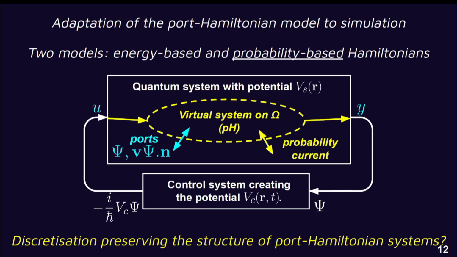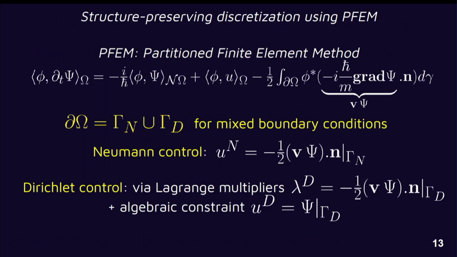And for simulation, we created a virtual system, a port-Hamiltonian system, for which we introduce new ports due to the probability current. So now that we have this interesting structure, is there a way to preserve the structure of the port-Hamiltonian system at the discrete level? Yes, and this is the Partitioned Finite Element Method, which consists in writing your dynamics, your equation, in the weak form, and then integrating by parts to let the control appear.